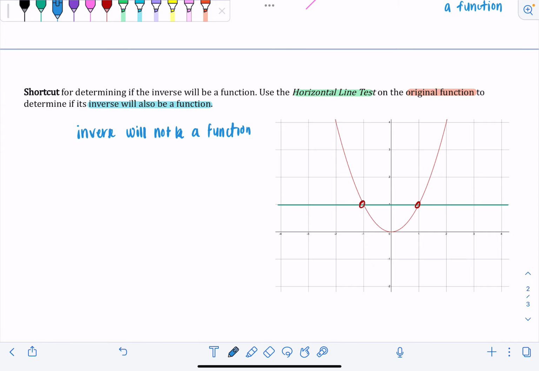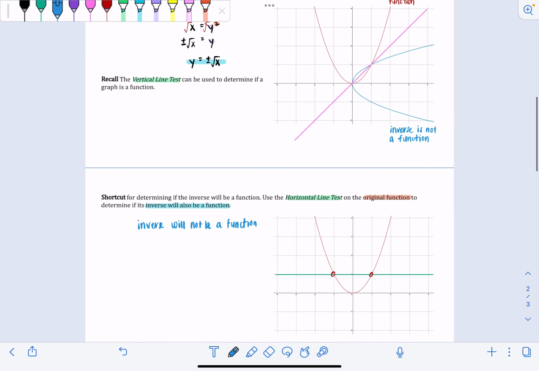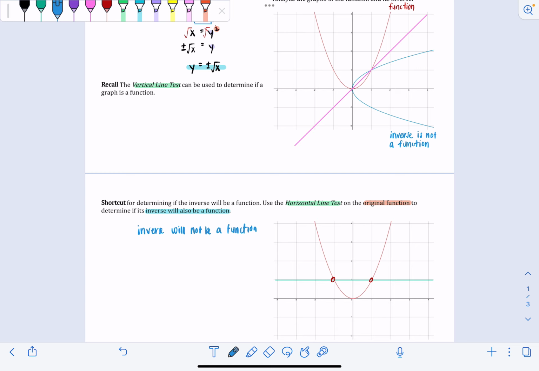Okay, I'm going to zoom out and look at this as a whole. But like I was saying, the vertical line test is for when you're checking that exact graph. The horizontal line test is for when you're checking to see if the inverse of your graph will be a function or not.